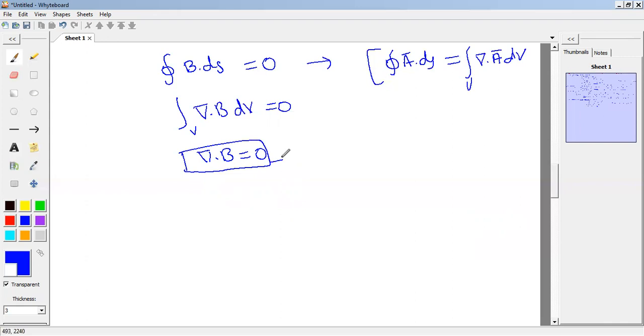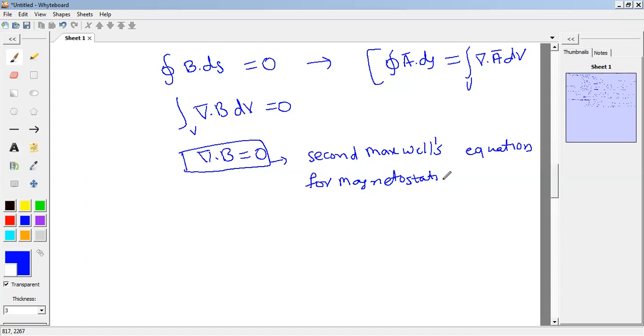This is the second Maxwell's equation for magnetostatic fields. Now we have derived the two Maxwell's equations for electrostatic fields and the two Maxwell's equations for magnetostatic fields.